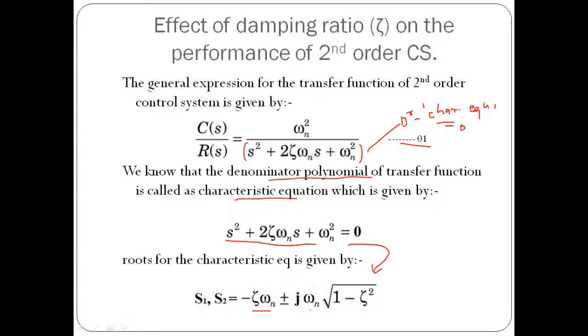So basically it has two roots. First one will be minus zeta omega n plus j omega n under root 1 minus zeta square, and second will be minus zeta omega n minus j omega n under root 1 minus zeta square. That's it.